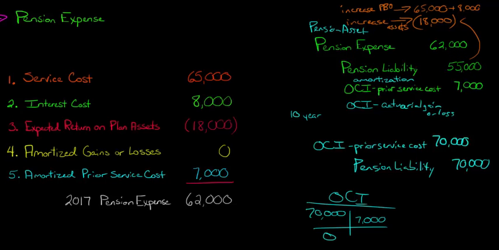But if that weren't the case, if the expected return, instead of 18,000, was like 100,000 or something, then we're actually going to have an increase in the asset. So we're not going to be crediting a pension liability, we'd be debiting a pension asset.